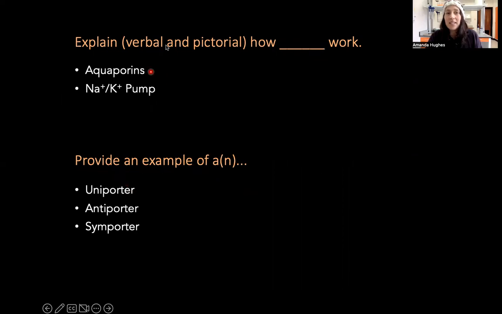You should be able to explain how aquaporins work and how the sodium potassium pump works. So what are those steps by which you can get 3 sodiums out and 2 potassiums in, and where is that coupled with it the hydrolysis of ATP? And then provide a real life example from this lecture of a uniporter, an antiporter, and a symporter. And that would be the end.